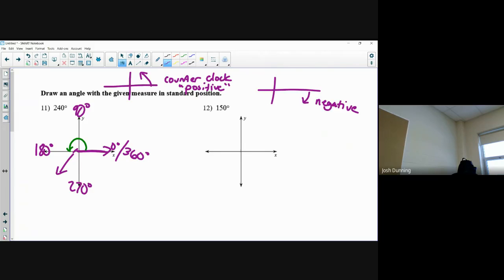12, let's see. Initial rays there, it's always positive x. 90, 180, well, 270, 360 or 0, but I don't even need that. I know 150 is in between the 90 and the 180. And like I said, these don't have to be exact. Just basically show that you know what's going on here.